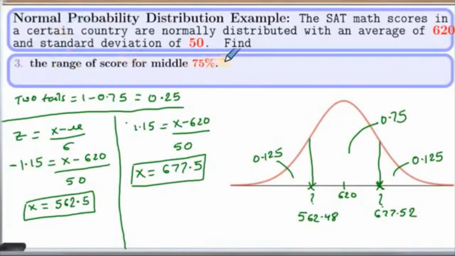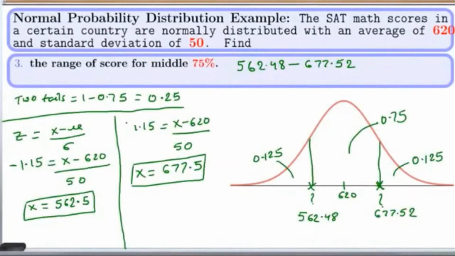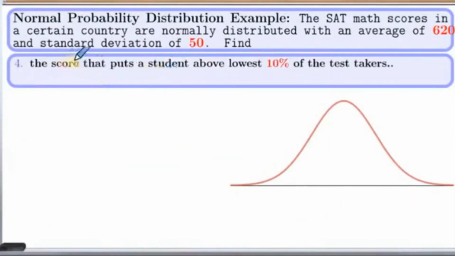The range of scores for the middle 75% is 562.48 to 677.52. Now let's work on the last problem. Here we are supposed to find the score that puts a student above the lowest 10% of the test scores.